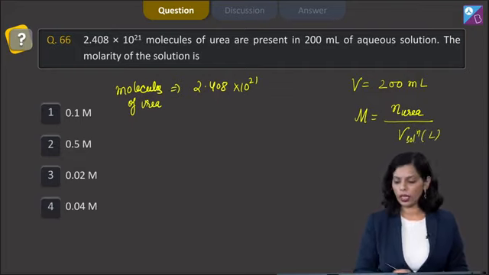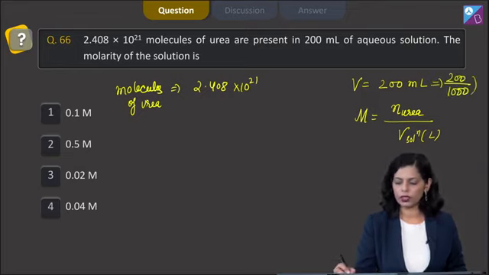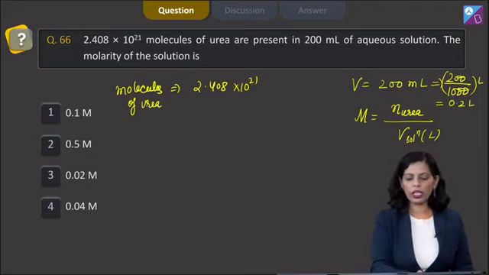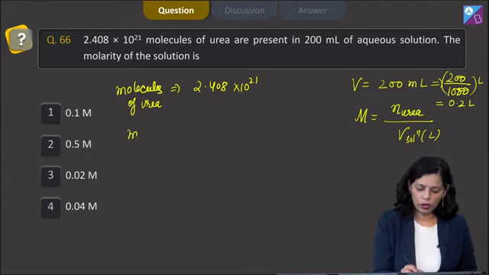So, volume you have 200 ml, so it means 200 by 1000 you can do. This is the volume in liter. Simply, you can write it as 0.2 liter. Volume you have. But you don't have the number of moles of urea. You can find out using the number of molecules.